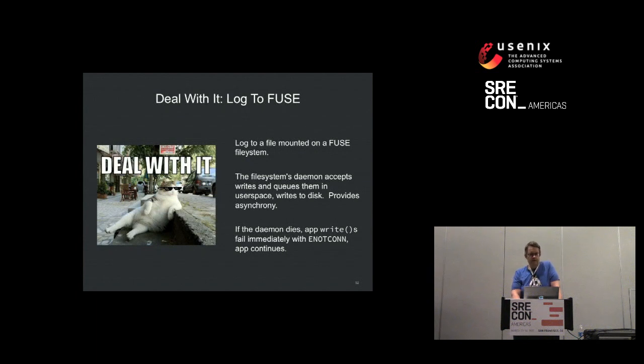So this is what we do. We log to a file that's mounted on a Fuse file system. Why? Because the semantics of Fuse are that if the reader process, the process that implements the file system, dies, then the write call to that file will fail immediately with an error, which means that the application will be a little bit upset, but it will not block and it will keep going. And you'll lose logs. That's unfortunate, but the application will still keep running. So that's pretty awesome.